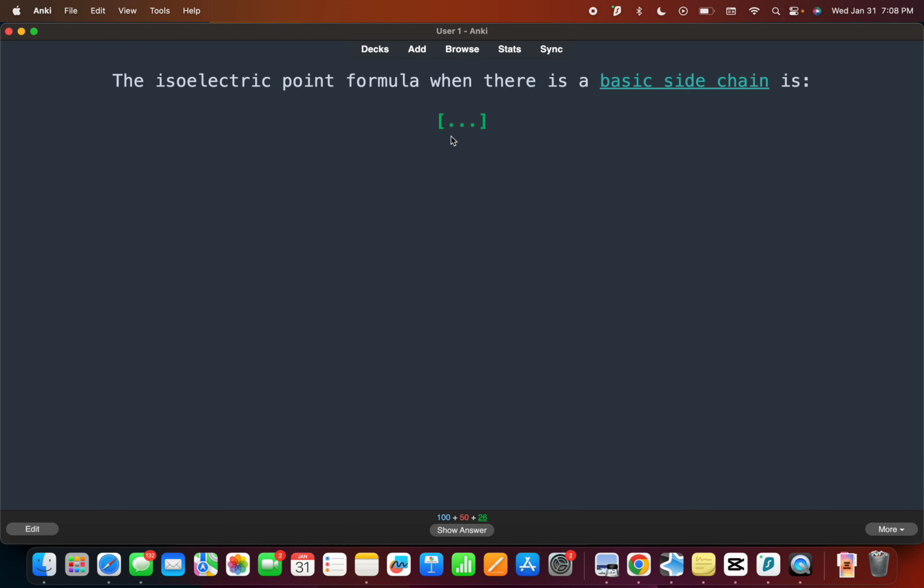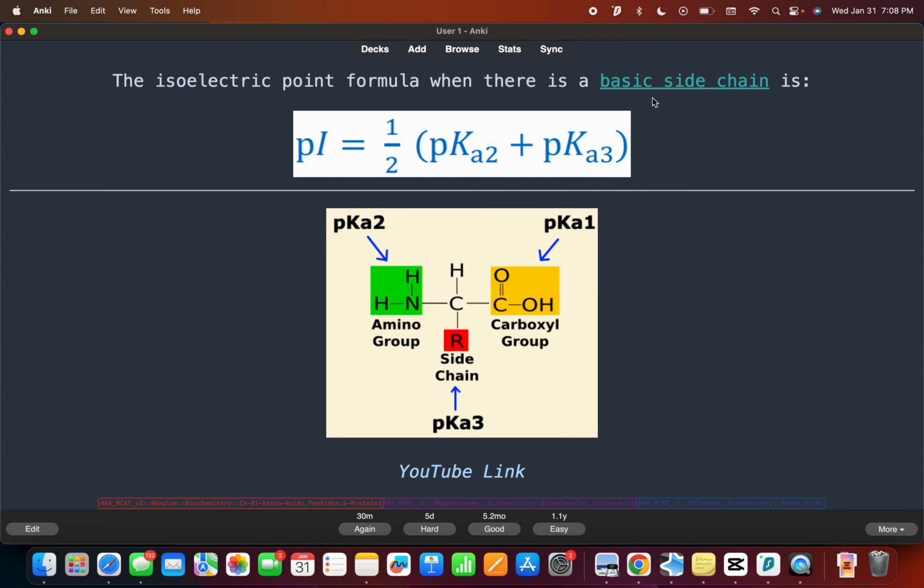The isoelectric point formula when there is a basic side chain is, so when it's basic, we know the carboxylic acid is pKa1, pKa2 is the amino group, so it's pKa2 plus pKa3 divided by 2. That gives us the pI for a basic side chain.